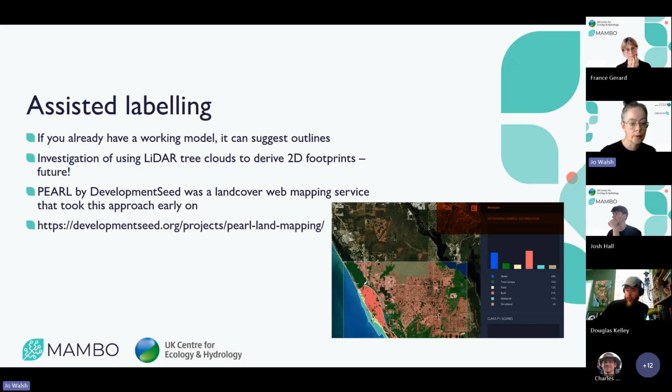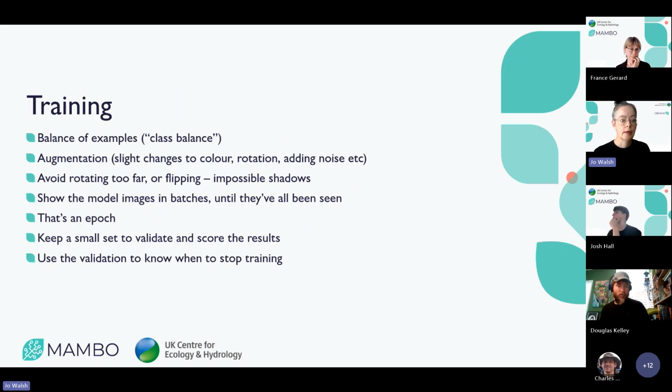A project to look back on if you're interested in learning about this approach is Pearl by Development Seed. They did a collaboration quite a few years ago with Microsoft Planetary Computer that took this approach. Another angle that we'd love to follow during the rest of the Mambo projects is using extracted shrub outlines from LiDAR to then extrapolate 2D footprints. So where we've got a small amount of LiDAR data, we can use that to bootstrap a much larger set of inferences from 2D data.